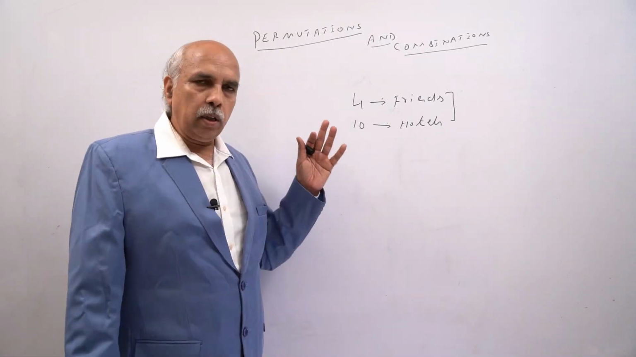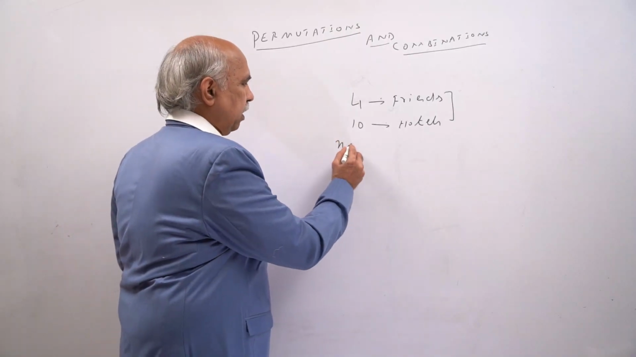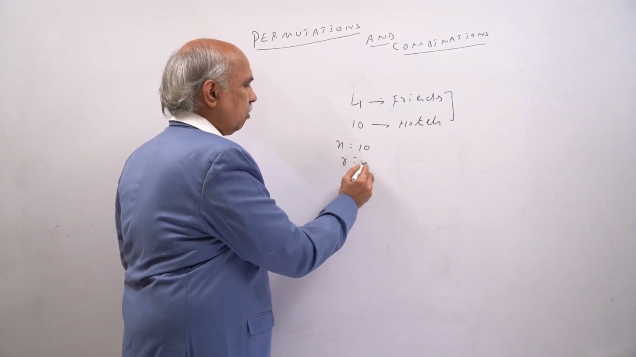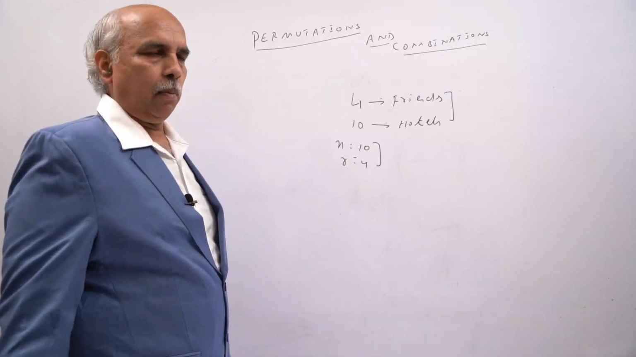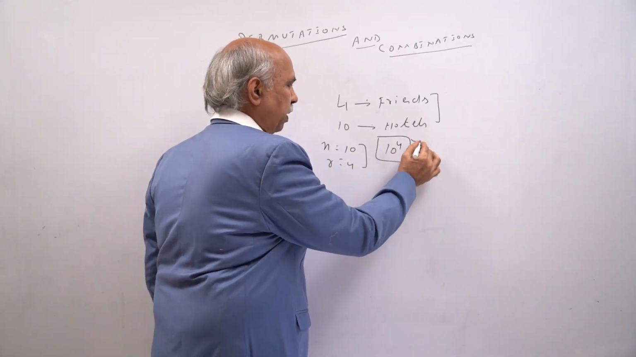Therefore here the hotels are the ones receiving the friends. Therefore n is equal to 10 and r is equal to 4. So it will come out as 10 raised to the power of 4. This gives the answer for this particular question.